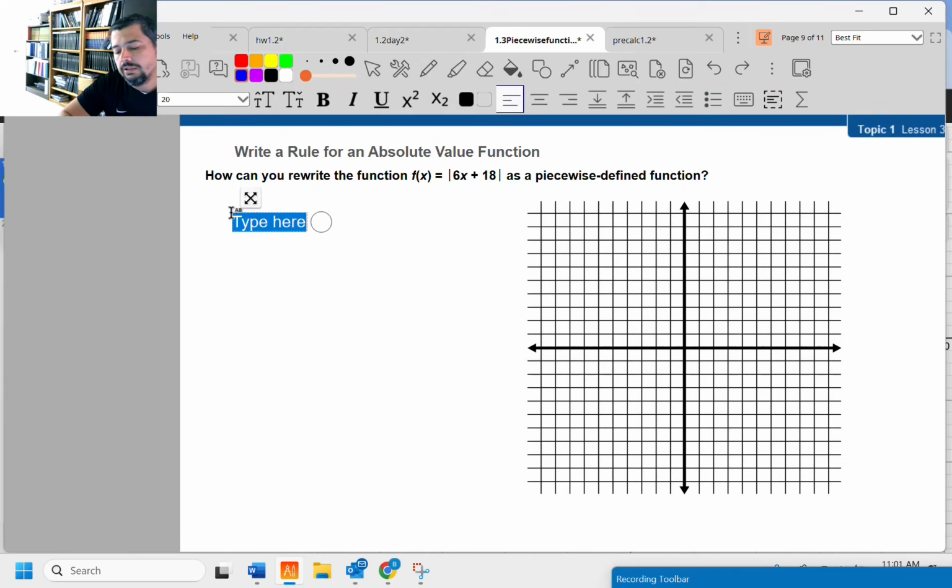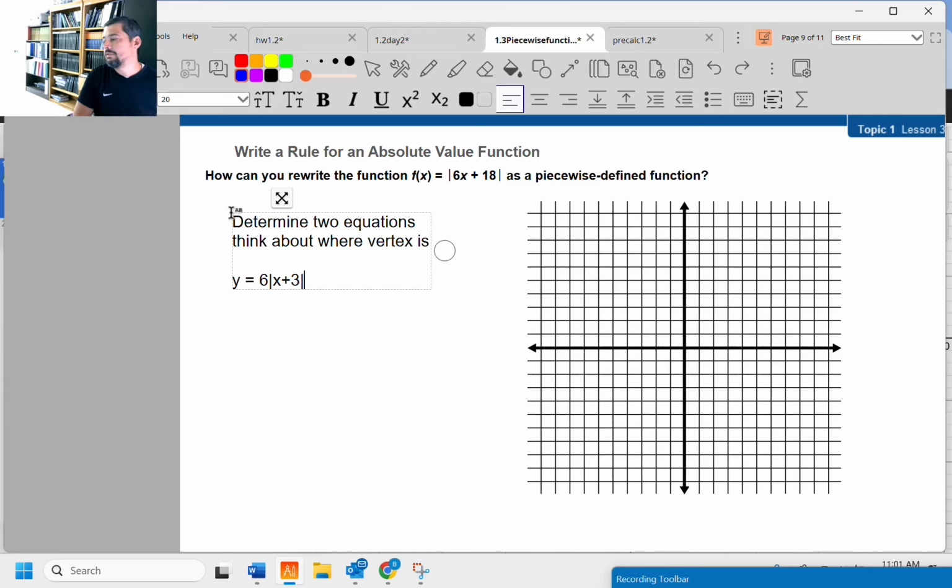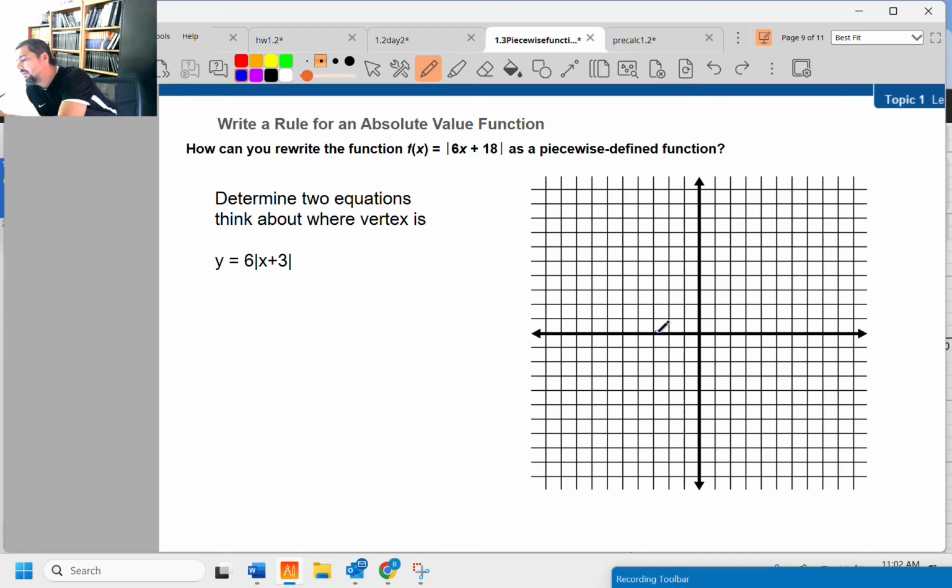So we're going to determine the two equations, just like we do when we solve, and we're going to think about where the vertex is. And we're just going to go ahead and graph it. So let's pull that 6 so we can graph it. If we pull a 6 from 6x, there's an x left. If we pull a 6 from 18, there's a 3 left. And the vertex would be over here at -3. And then we would rise 6 and run 1.